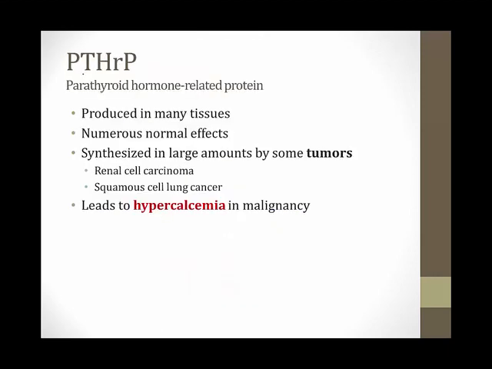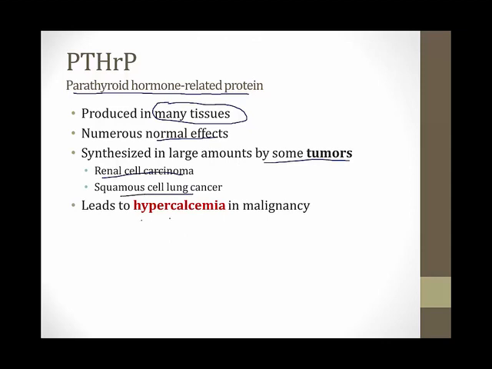There is another hormone produced by many cells in the body that is very similar to parathyroid hormone, and it is appropriately called parathyroid hormone related protein. It's produced by many cells and tissues, and it's been shown to have numerous normal effects. What you need to know about this clinically is that it is synthesized in large amounts by some tumors, especially renal cell carcinoma and squamous cell lung cancer.